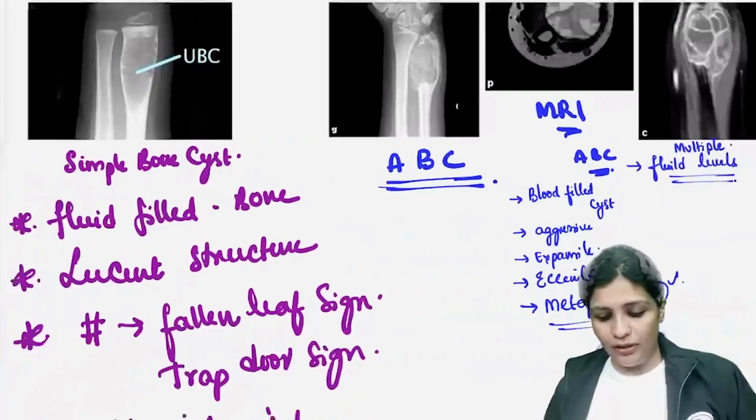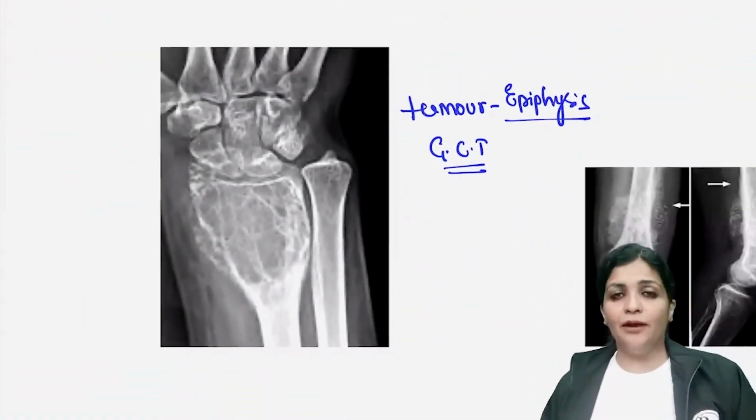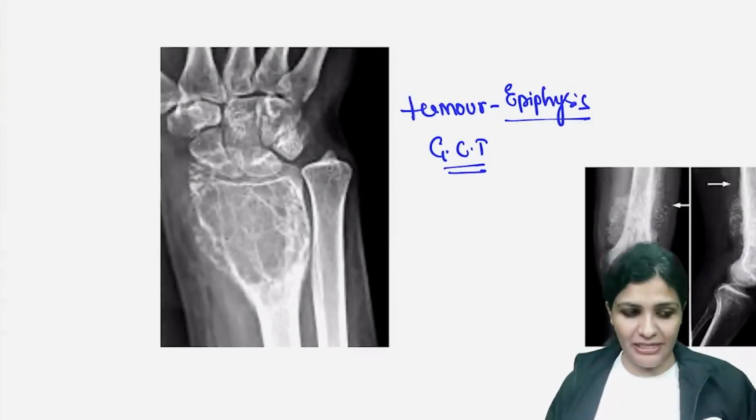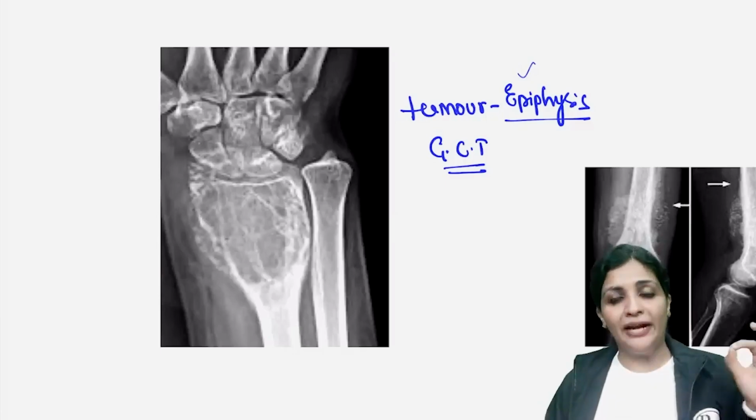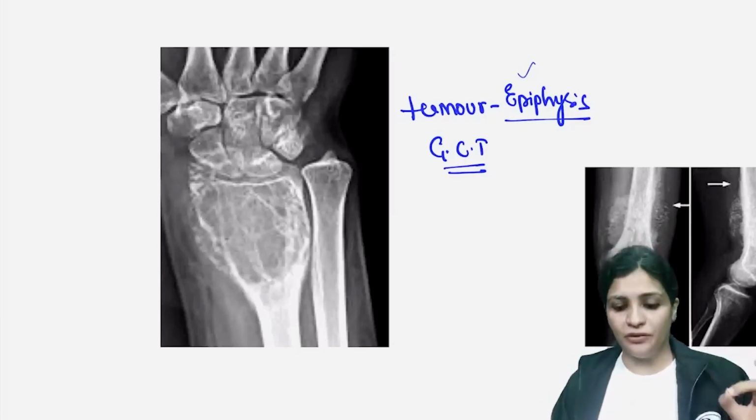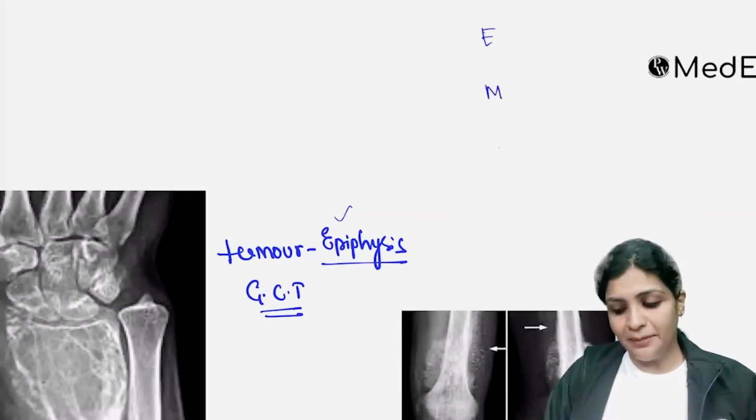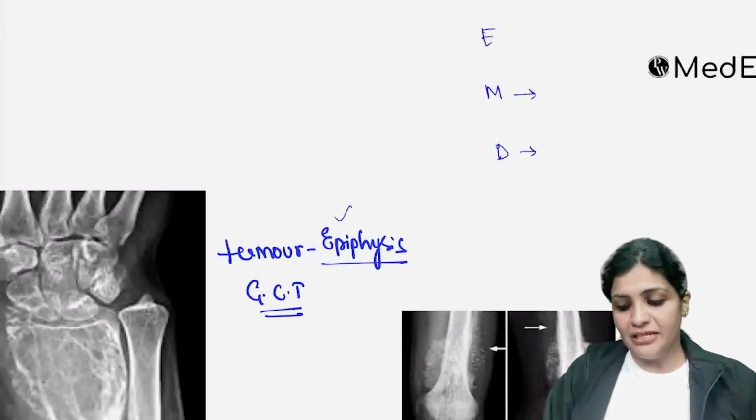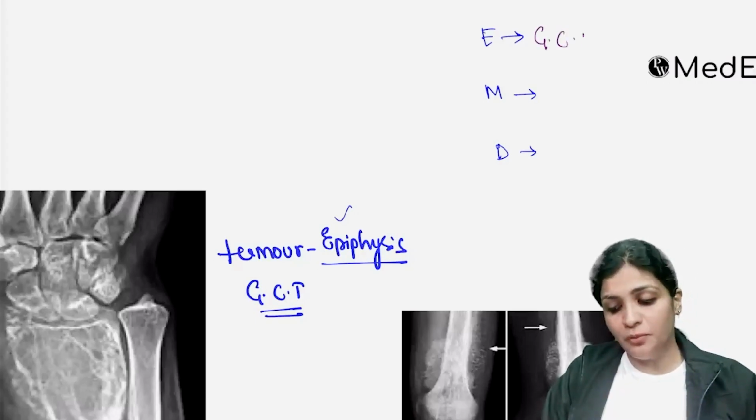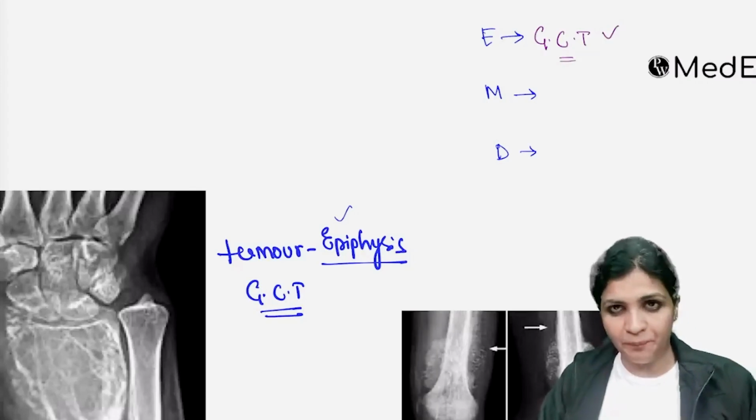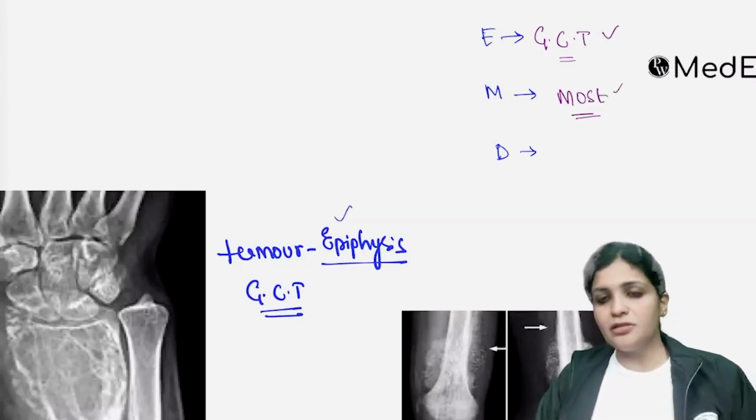And then we are going to the GCT. So this is your giant cell tumor, and the most important thing of your giant cell tumor is its location, the epiphysis. So for identifying the tumor, always look for the location. A few tumors arise from the epiphysis, a few from the metaphysis, and a few from the diaphysis. For example, epiphyseal tumors are your giant cell tumor, very important. Right, and most of them are from the metaphysis.